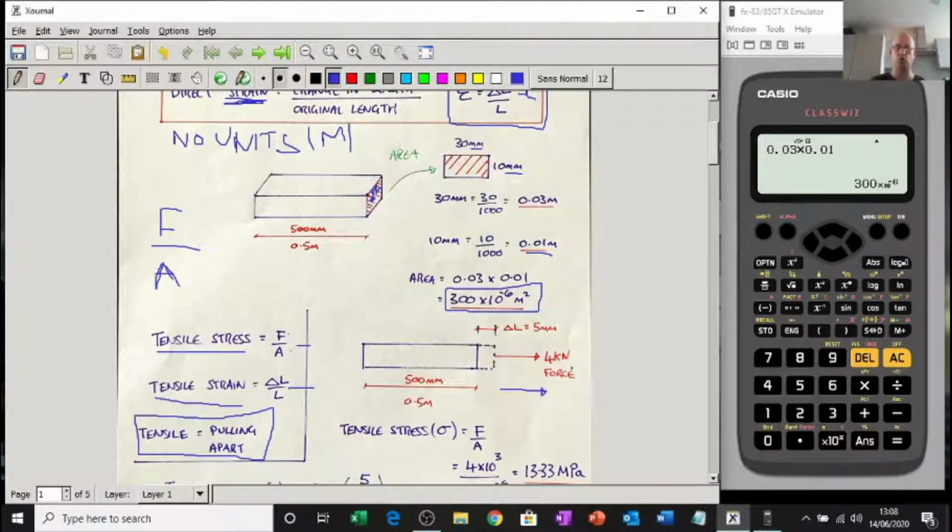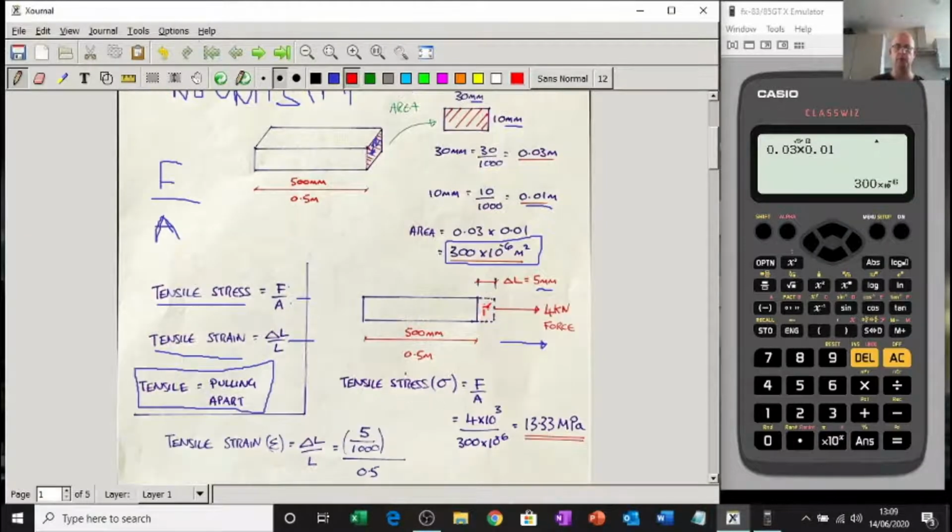That force is going to make this thing stretch by 5 mil. Whatever this thing's made out of, this 4 kilonewton force is going to make it stretch by 5 millimeters. This dotted line here is meant to be it being stretched. So this is the stretchy bit. The change in length is 5 mil. The original length was 0.5.